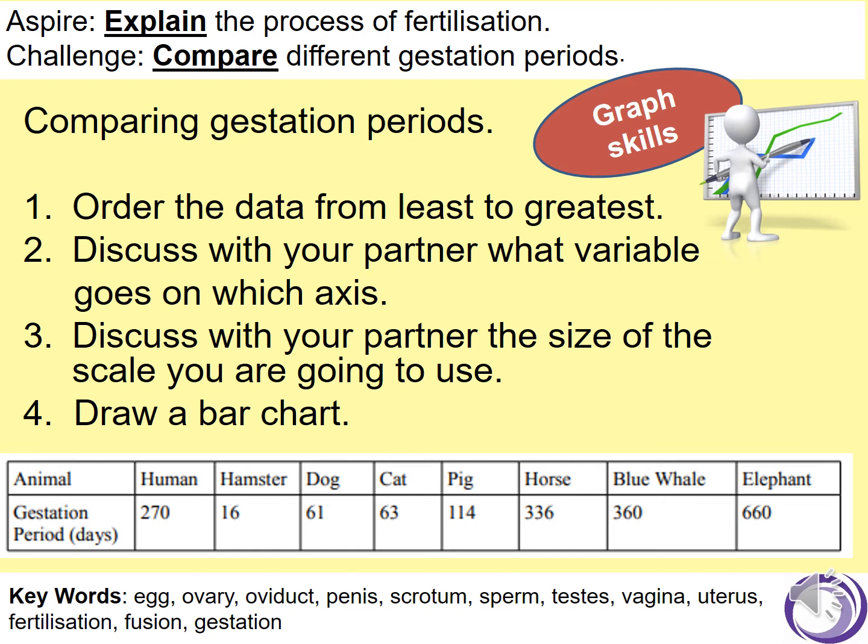I'd like you then to draw a graph, and you need to decide what variable goes on which axis. So you've obviously got two lots of data there. You've got the name of the animal, and you also have the number of days, and you need to decide where that goes. You need to have a scale that will allow you to go up to the largest number once you've put them in order, and then you need to draw a bar chart.